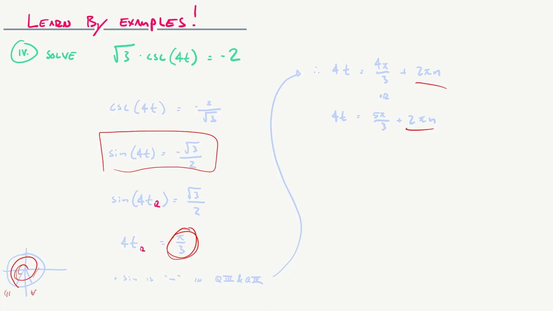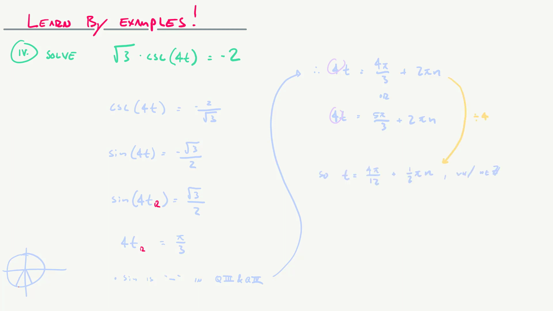But we don't want to solve for 4t, we want to solve for t. So at this point, I would divide everything by 4, including the thing that we're adding, including the 2 pi n part. So if I divide the entire top equation by 4, I get t is equal to 4 pi over 12, which reduces, and I'll do that here in a second. But now the period isn't 2 pi anymore, it's pi over 2. So it's plus period n. It's plus pi over 2 n, or 1/2 pi n is how I wrote it here, where n's an integer. Okay, but 4 over 12 does reduce to 1/3. So pi over 3 plus 1/2 pi n is our first generating set. Our second one, dividing by 4, is 5 pi over 12 plus pi over 2 n, where n's an integer.